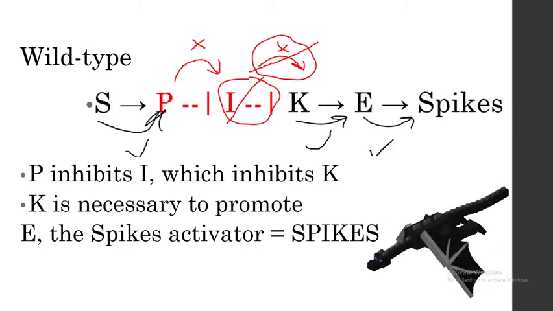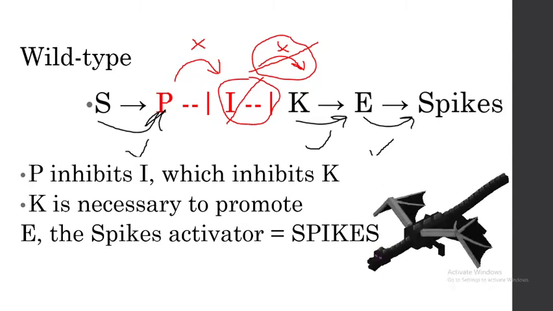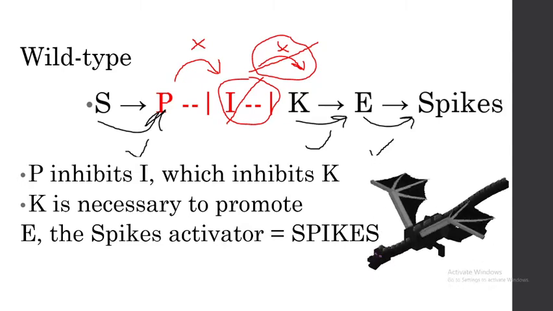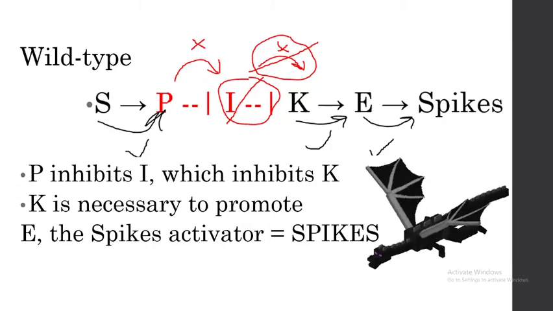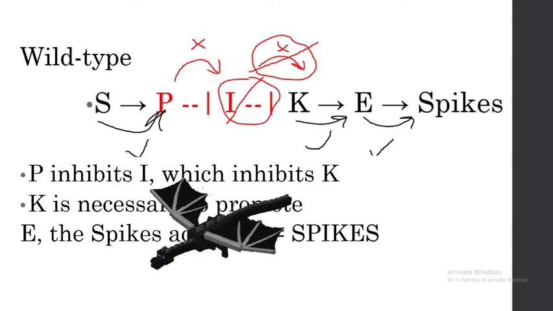P is essential for the inhibition of the I gene, which would otherwise inhibit K. K is necessary to activate E, which then activates the phenotype for spikes. S is also useful for activating P and setting the network in motion.